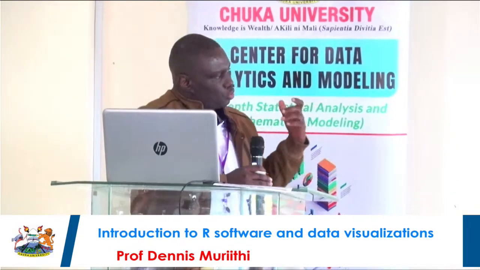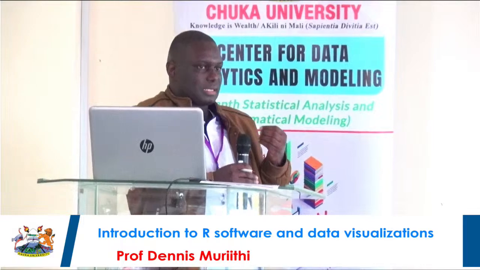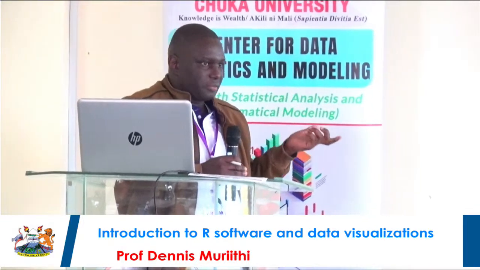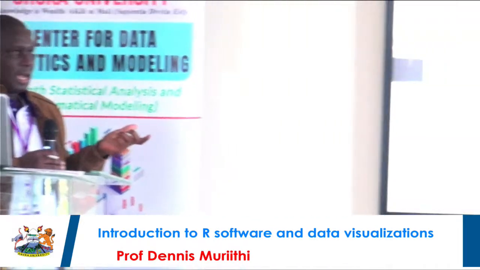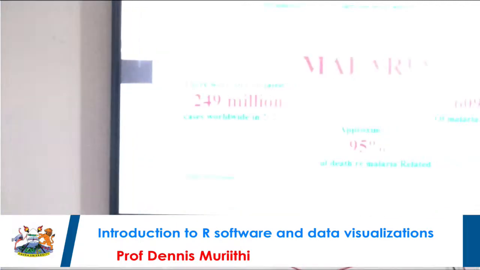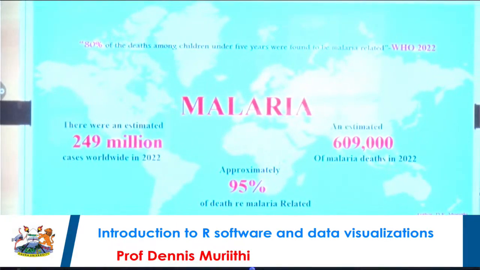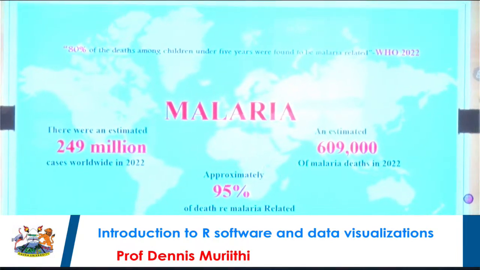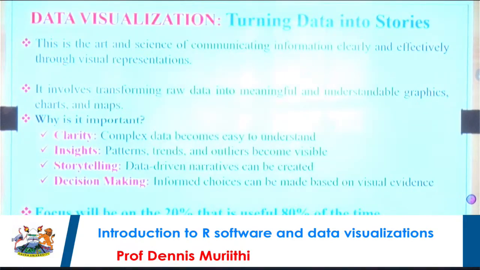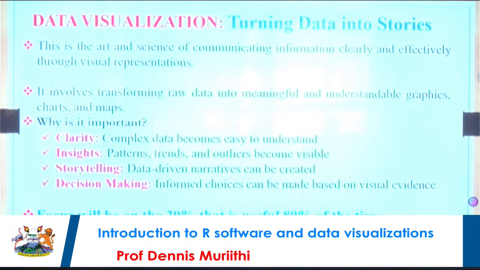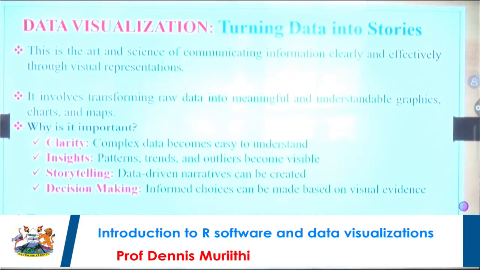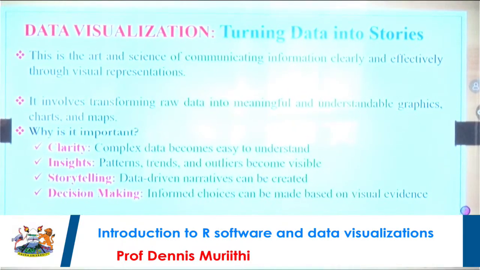With modeling, there are two aspects. You can show whether the interventions put in place are effective or they need to change. And again, you can show the areas that require resources to be directed in order to eliminate malaria. So with those statistics, I'll go to my session, introduction to R data visualization.